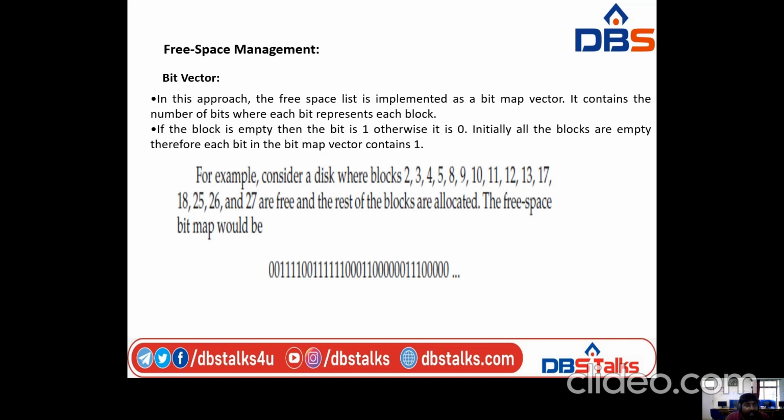These blocks are free. What is meant by free? Free is nothing but empty, and empty is nothing but 1. In order to represent free, we are going to use the value 1. So continuous four ones: 1, 1, 1, 1. It means 2, 3, 4, 5.